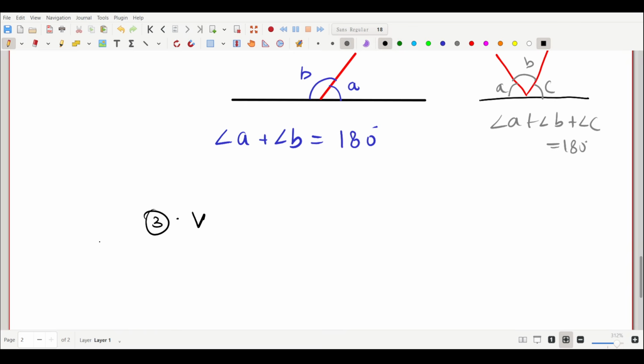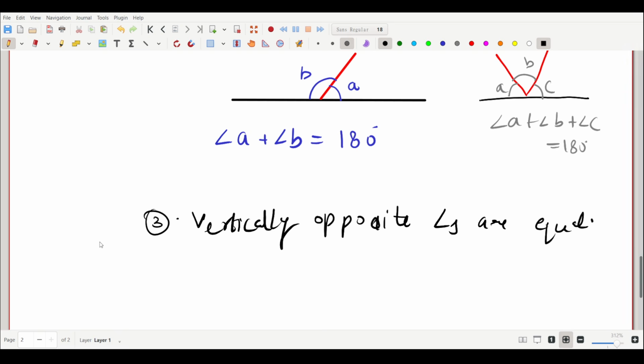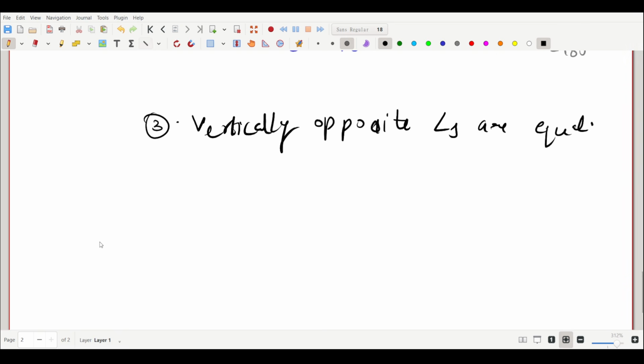The third foundational thing is vertically opposite angles are equal. That's a property. Vertically opposite angles are equal. Now what does it mean? Vertically opposite, the angles which are vertically opposite. So you are seeing this thing here, and this angle and that particular angle, angle A and angle B, they are vertically opposite, aren't they? They are vertical also, and they are opposite to each other, and hence they will always be equal. Angle A, angle B will always be equal.